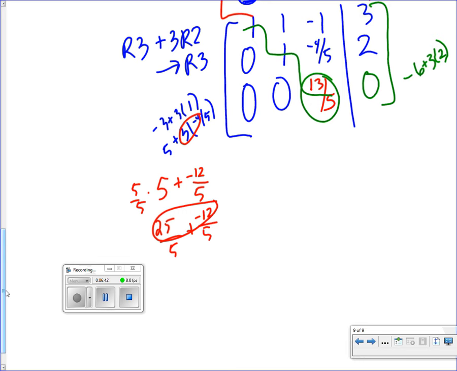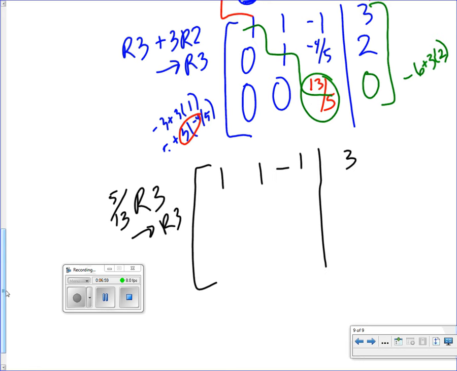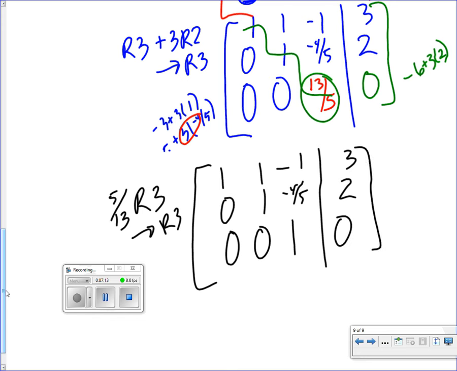Easiest way to make it a 1, we're going to multiply it by its reciprocal. So we're going to multiply row 3 by 5 over 13. Put the answer into row 3. First 2 rows don't change. Third row, 0 times anything, 0. 5/13 times 0, still 0. 5/13 times 13/5, 1. 5/13 times 0, still 0. Okay, so we've got our row echelon form.